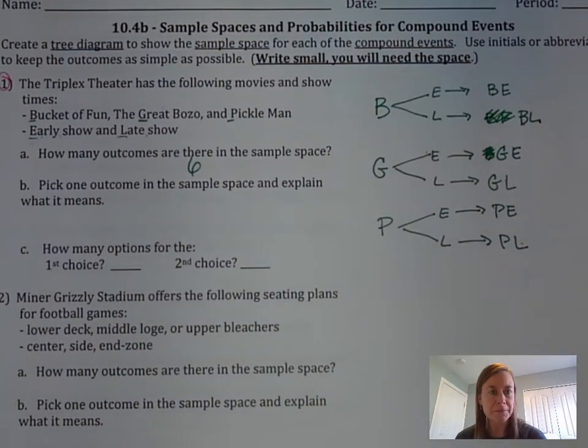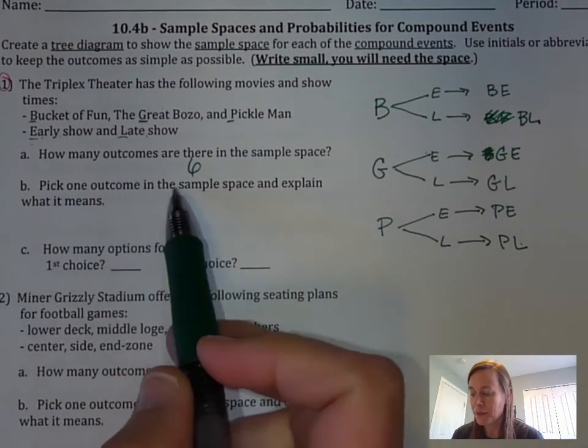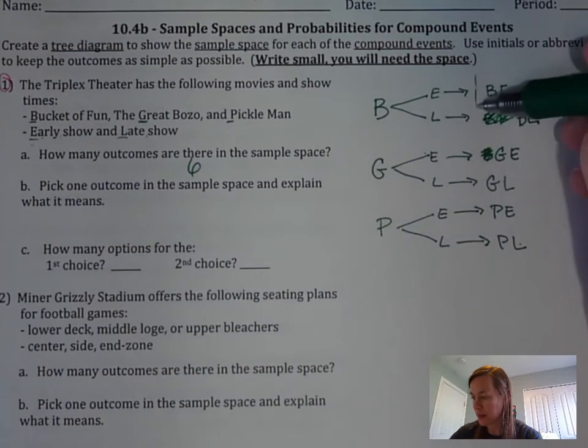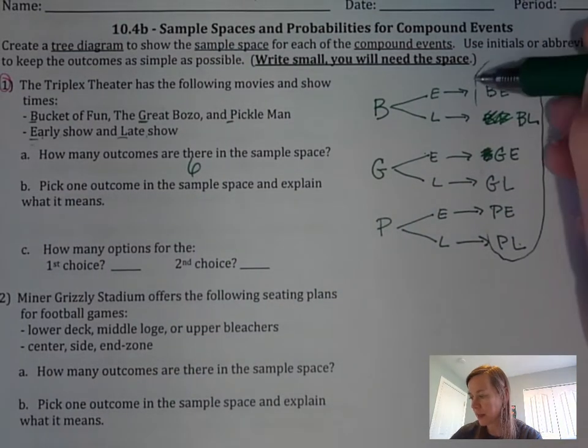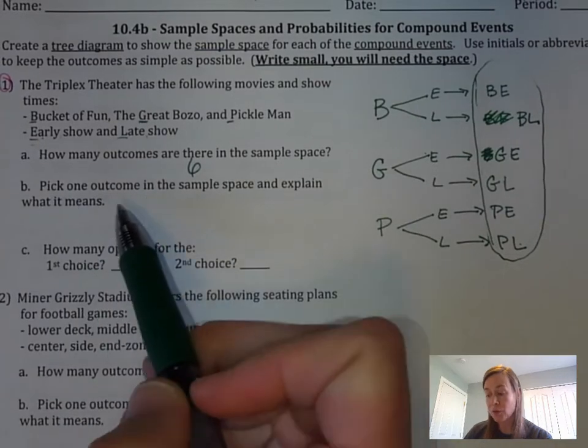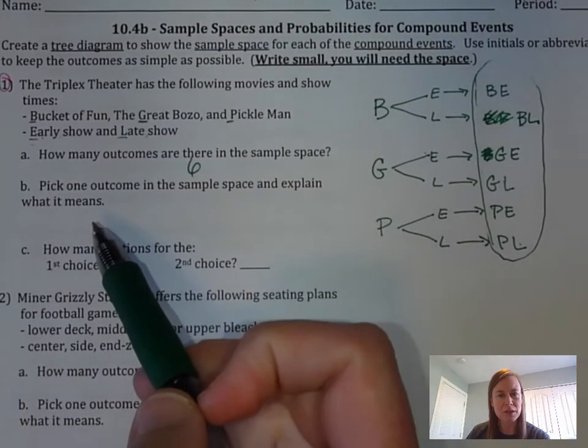So we'll write a 6 there. Pick one outcome in the sample space, and this is the sample space right here. This list of possible outcomes is your sample space. So pick one outcome in the sample space and explain what it means.